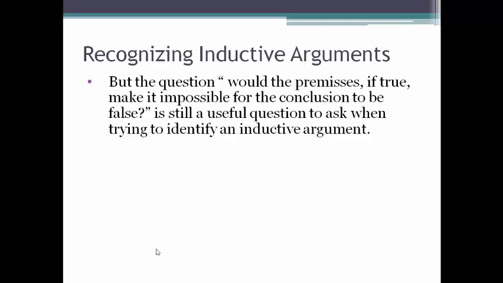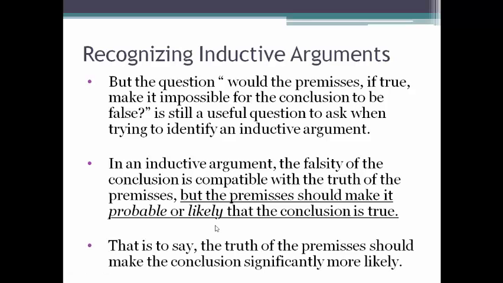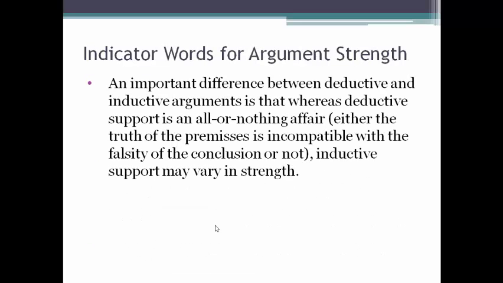But the question, would the premises, if true, make it impossible for the conclusion to be false, is still a useful question to ask when trying to identify an inductive argument. In an inductive argument, the falsity of the conclusion is compatible with the truth of the premises, but the premises should make it probable or likely that the conclusion is true. That is to say, the truth of the premises should make the conclusion significantly more likely than it would be otherwise. An important difference between deductive and inductive arguments is that whereas deductive support is an all-or-nothing affair, either the truth of the premises is incompatible with the falsity of the conclusion or not, inductive support may vary in strength.